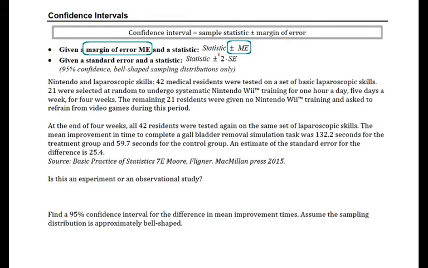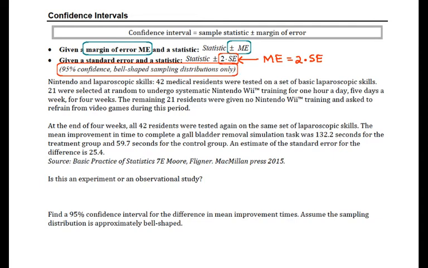We say that the margin of error is equal to 2 times the standard error, provided that we're talking about a 95% confidence interval and a bell-shaped sampling distribution. So we'll use this formula, ME equals 2 times SE, for this situation: 95% confidence, bell-shaped sampling distribution.